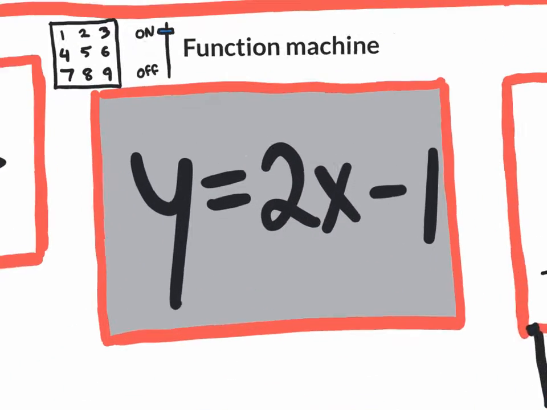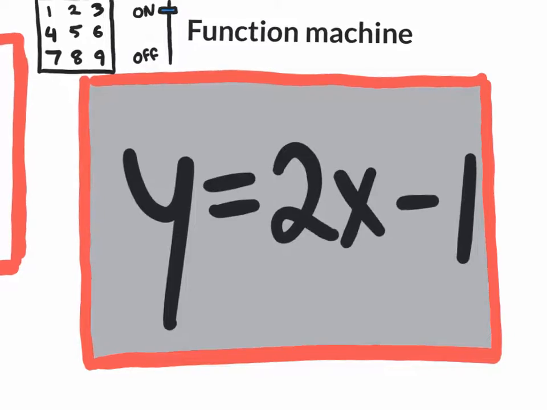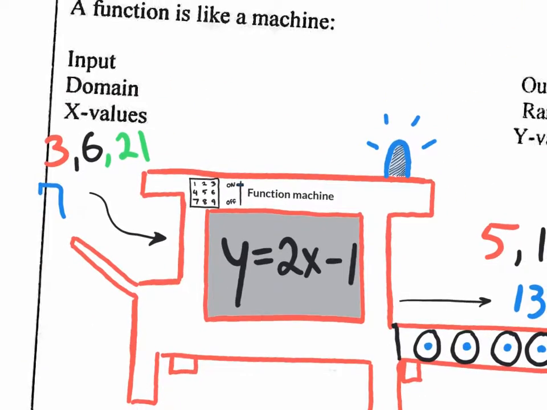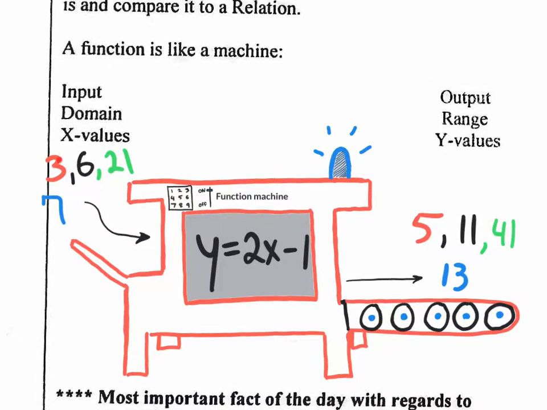That's what's going on inside of the window, inside of this machine. To be more specific, I take this 3 and I plug it in. Where do I plug it in? Into the x, into the function machine. We already know what function form is. Function form is an equation that has y by itself, right?